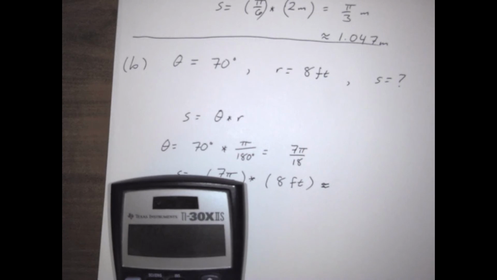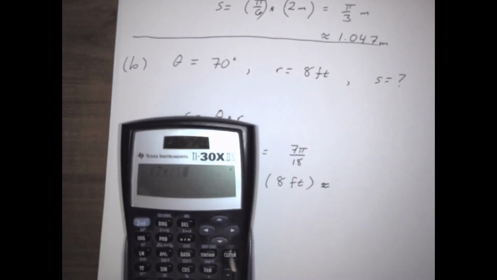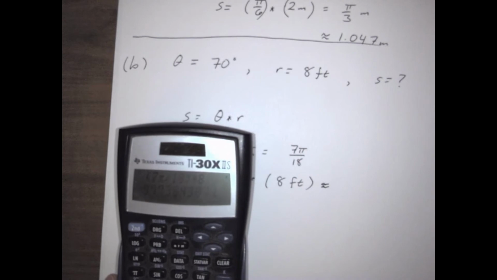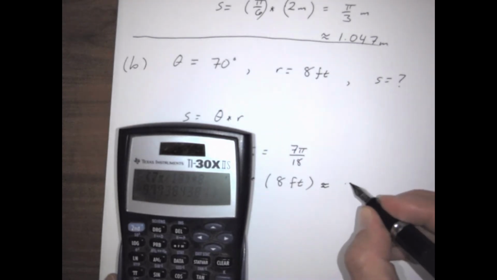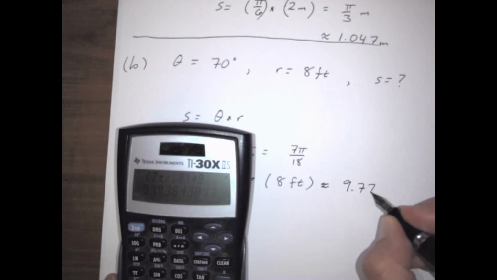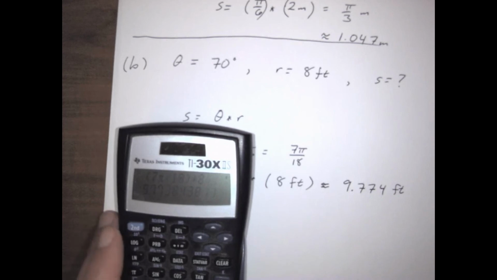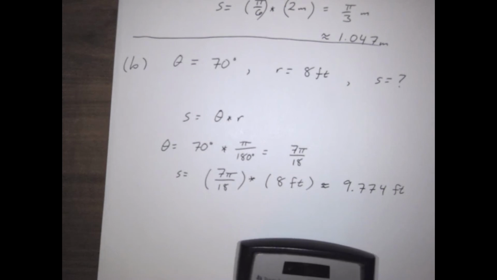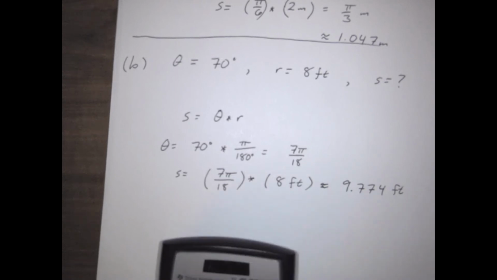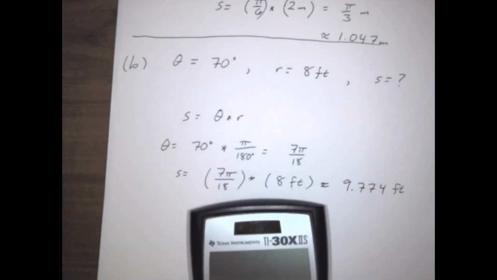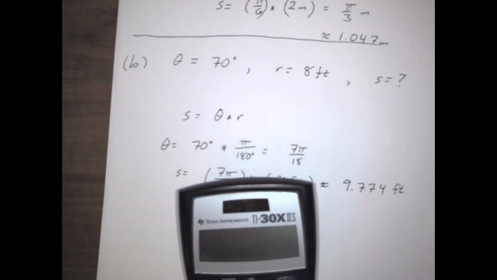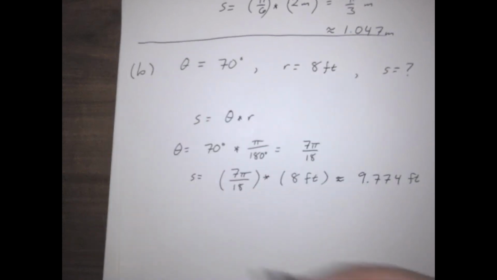So 7 pi over 18, was it? Times 8. 9.774 feet. Now here's an example of what I was talking about. If you wanted that into degrees, or sorry, into inches, then you take the 0.774 times 12, and you'd have, in other words, 9 feet. Oh, sorry, 9 feet, 9 inches, and then what do I have here? 0.288 fractions of an inch. All right, anyway.